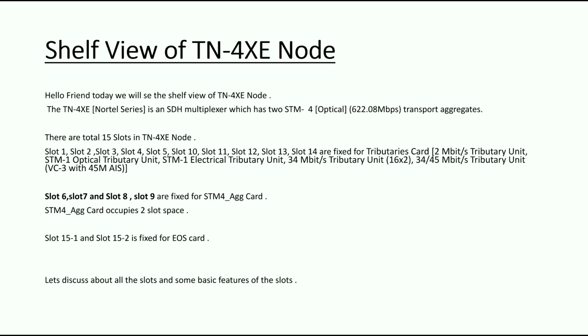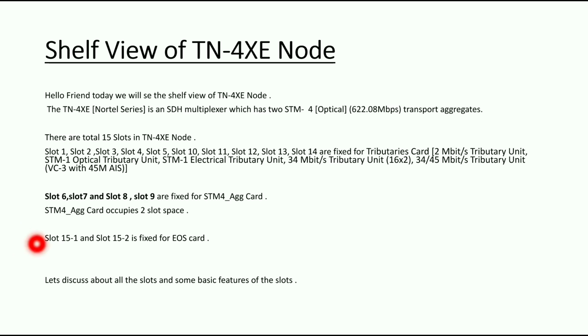Actually, an STM4 aggregator card occupies two slots: slot 6 and slot 7 for one STM4 aggregator card, slot 8 and slot 9 for the second STM4 aggregator card. Slot 15 and slot 15.2 are fixed for the EOS card, which is the end of shelf card, and which handles some power alarms, some LAN alarms, and some external synchronization alarms.